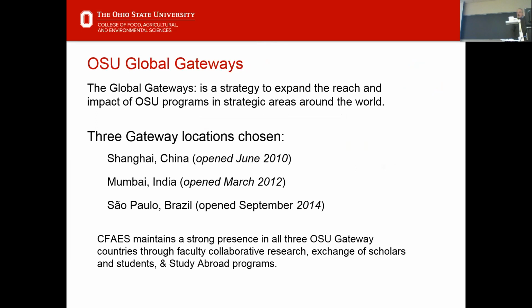Okay, we also coordinate with the Ohio State University Global Gateways. Again, this is through the Office of International Affairs. The Global Gateways strategy is to expand the reach and the impact of OSU programs in three strategic countries: India, China, and Brazil. All three of these countries are countries where the College of Agriculture had some of the original relationships. Our relationship, and I'll be repeating this, with India goes back to 1955 through our college. Our relationship with Brazil goes back to 1964.